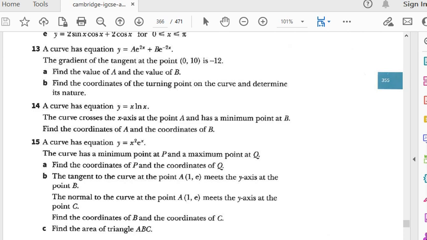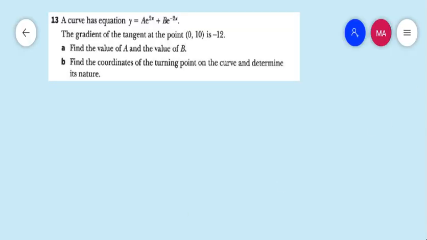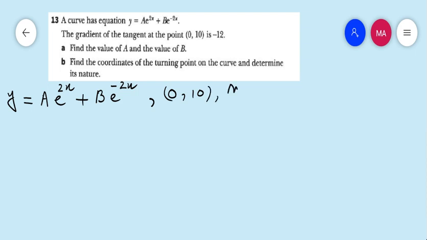So let's start question number 13. You can see on your screen question number 13. A curve has equation y equals a e^(2x) plus b e^(-2x). The gradient of the tangent at the point (0, 10) is minus 12.